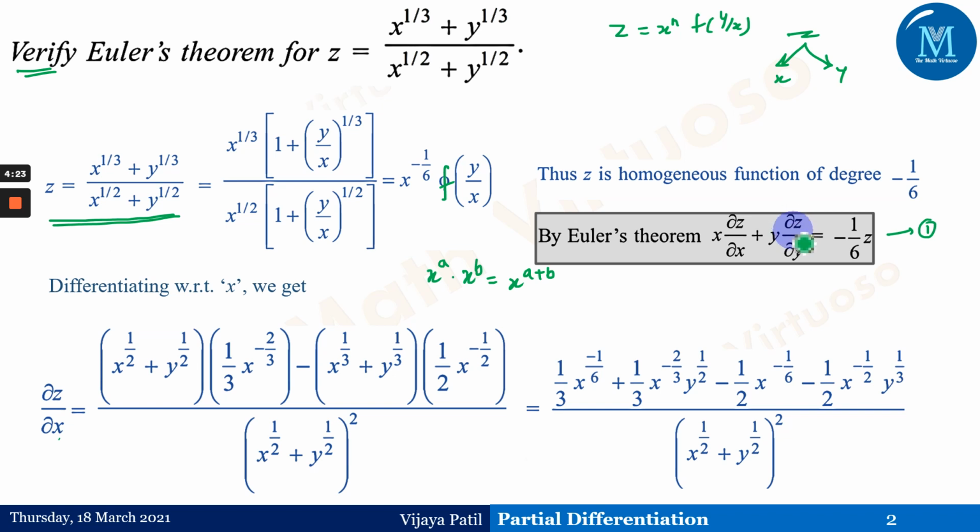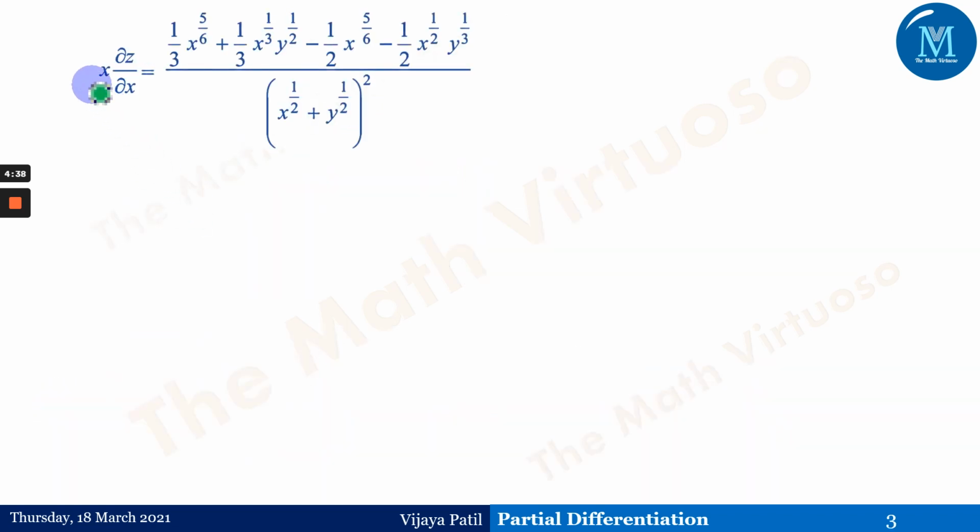Then we will go for ∂z/∂y and multiply that with y, and then add them up, just checking whether we get minus 1 by 6 times z. So what we have got is ∂z/∂x as this term. Then the next term, we just multiply whatever we got in the previous step by x. After multiplying this ∂z/∂x with x, we get this. That means we now have one of the terms, that is x into ∂z/∂x.